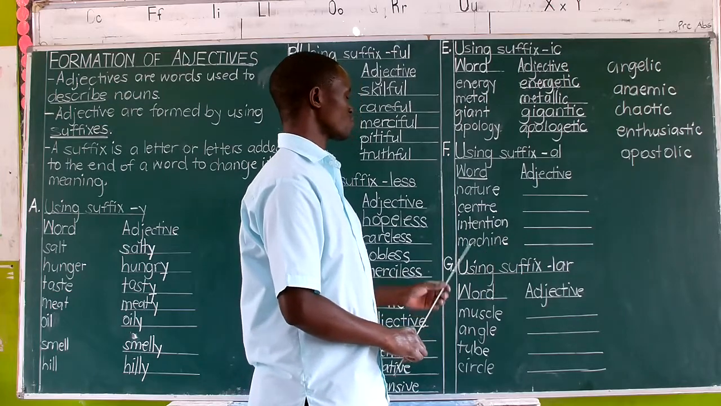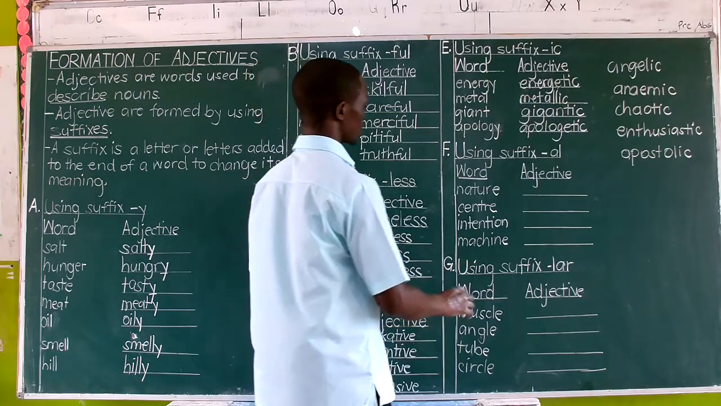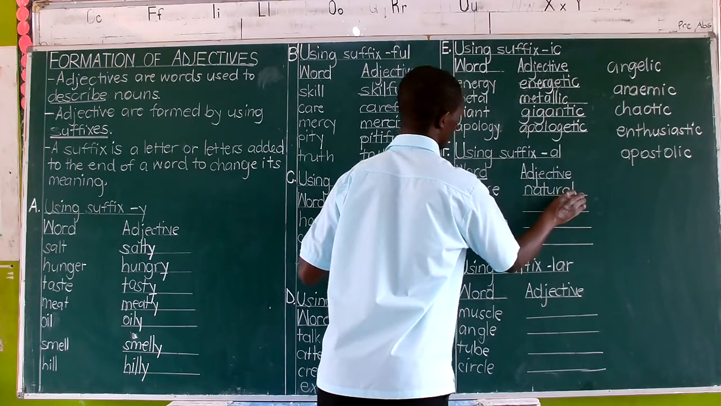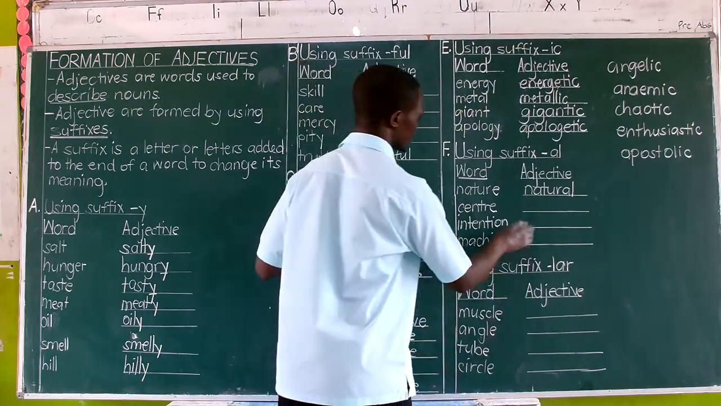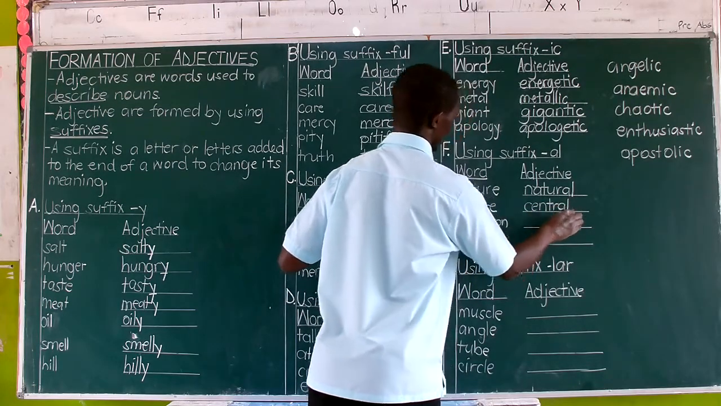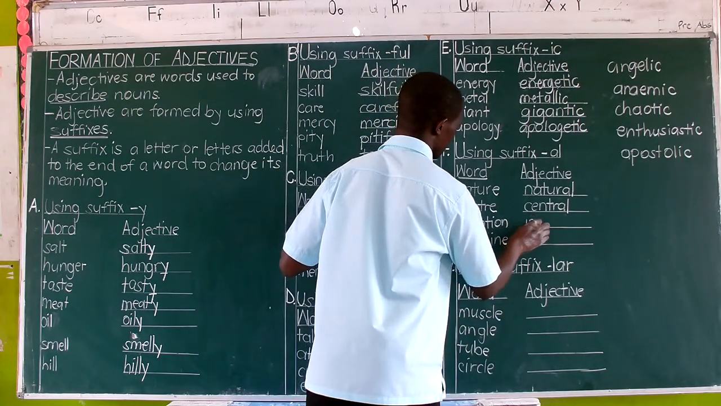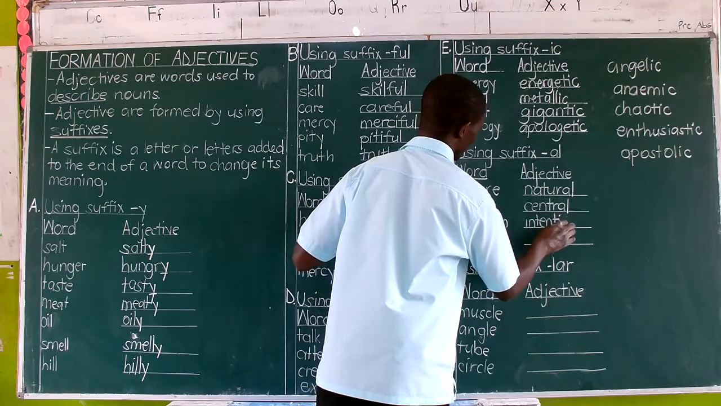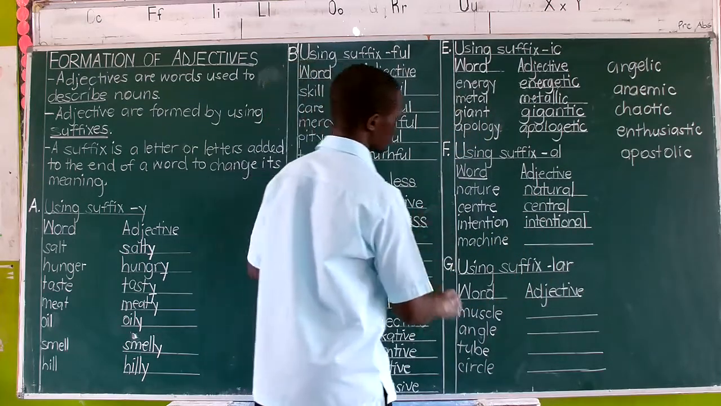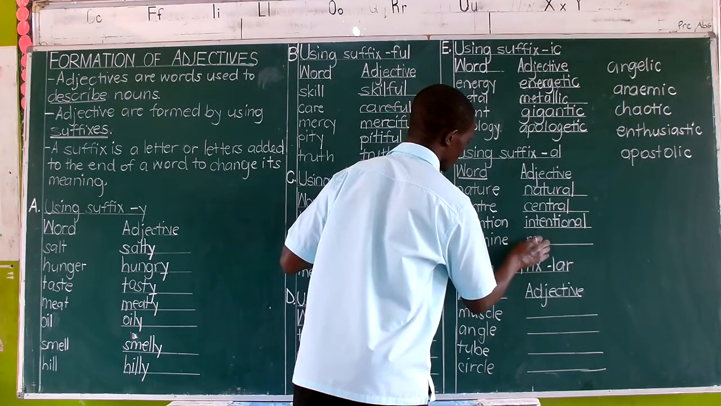Suffix al added onto any given word to form an adjective. From nature, we form the adjective as, hope you guessed right, natural. From center, we form the adjective as, and from intention, we form the adjective as an intentional act. Intentional error. Machine, be careful with the machine. Mechanical.